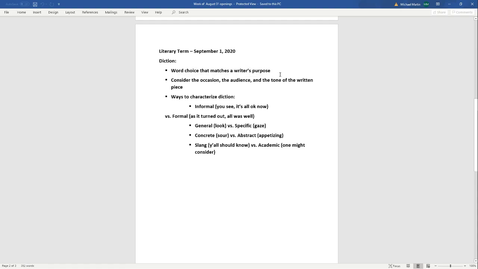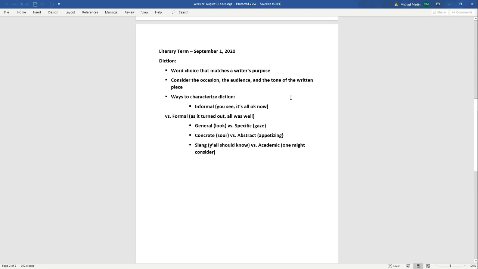Essentially, like I said, what words is the author using to get across their purpose? Let's say I'm writing a college paper, I probably would not use the word y'all in it. However, there are exceptions. Always an exception. So whenever you're trying to figure out the diction of it, you want to consider the occasion, the audience, and the tone of the written piece. Remember, tone versus mood. That was last week's literary term. So think about what tone is.